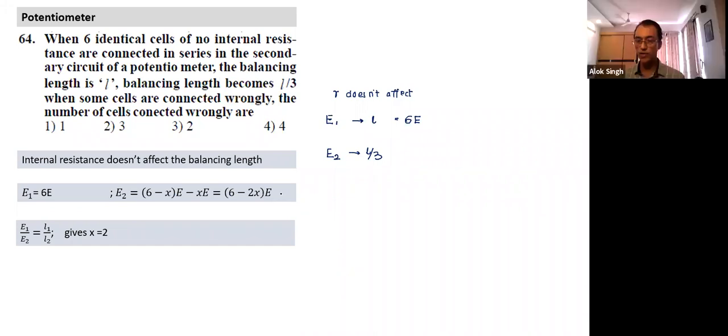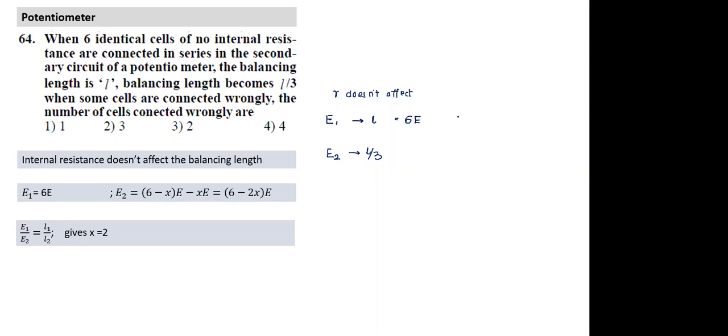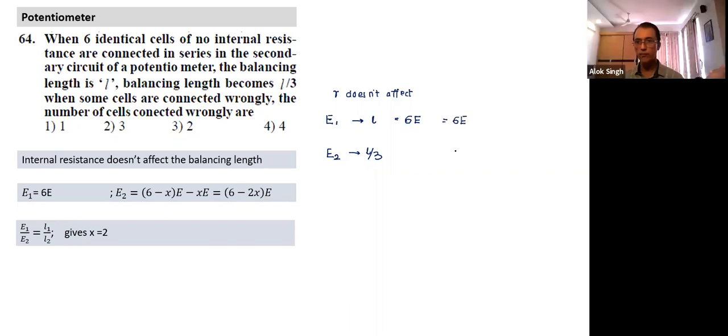I hope I had discussed this earlier also in the case of equivalent battery. So this is E2. When we substitute E1 and E2 and solve for X, we get X equal to 2, which is very easy. Earlier it was equal to 6E. If the length has become 1/3, the equivalent EMF is 2E. How would 6 batteries give an equivalent EMF of 2E? 4 are connected in forward bias and 2 are connected in reverse bias. So 2 batteries are wrongly connected.